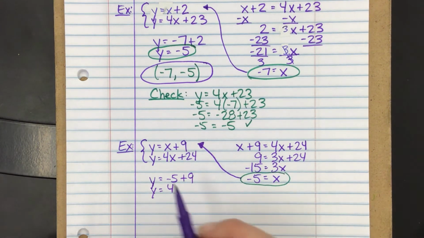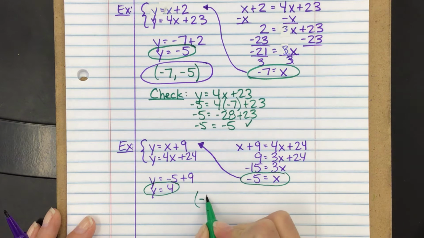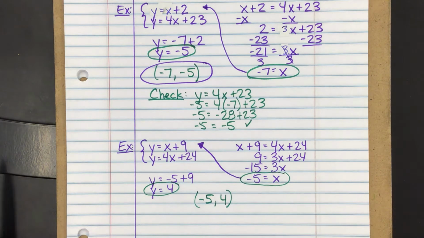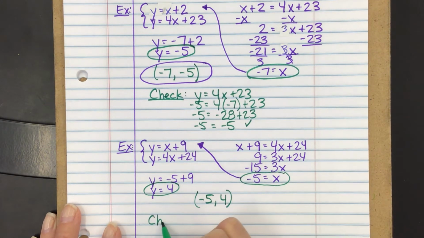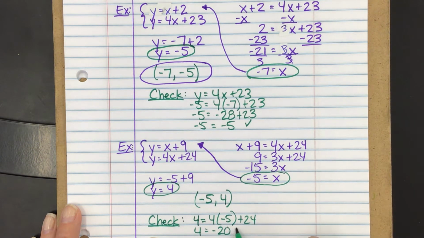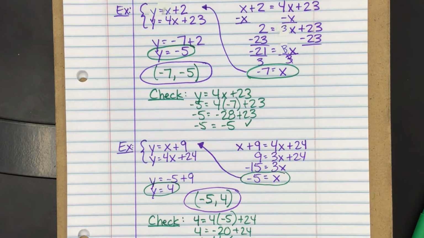Okay, so now I have my x and my y, so I'm going to write my ordered pair. I'm going to say that it's -5, +4. And then I'm going to check it in that bottom equation since I used the top one to find my y value. Yep, it works. So we can say that this is the solution to that system of linear equations.